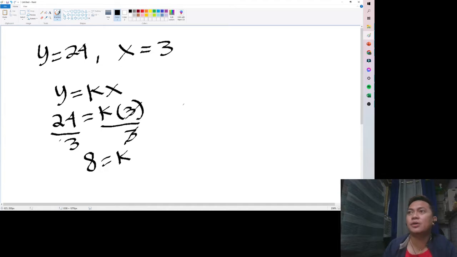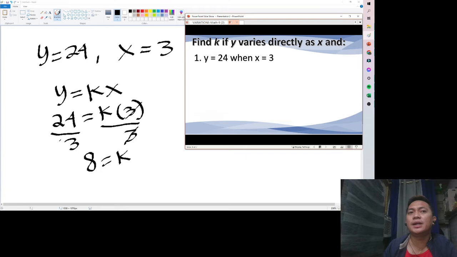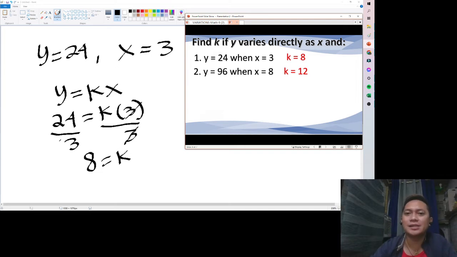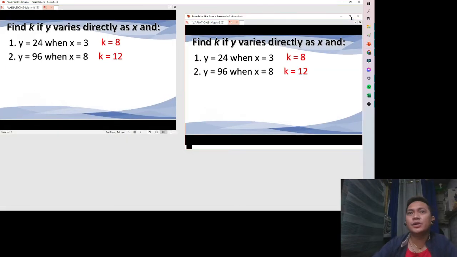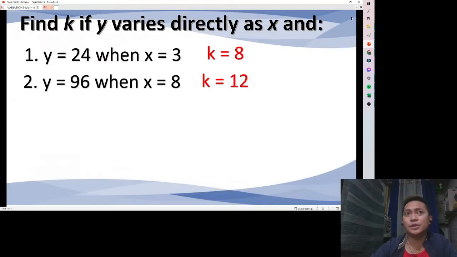Okay, let's go back to our PowerPoint. I-divide lang natin yung ating equation. Okay, ay mag-next. Ayan, so lumabas na yung susunod na question. That is, Y is equal to 96 when X is equal to 8. Ganon din gagawin natin. 96 divided by 8, then you will get 12. So, ginawa ko lang sa unang question, dinivide ko lang si 24 divided by 3, then nakuha ko yung value ni 8.